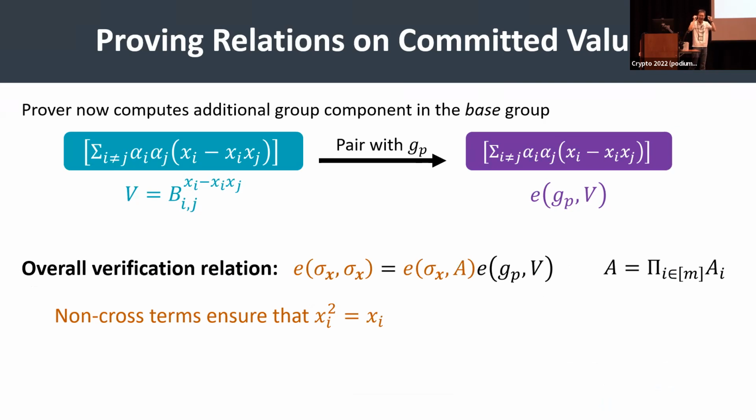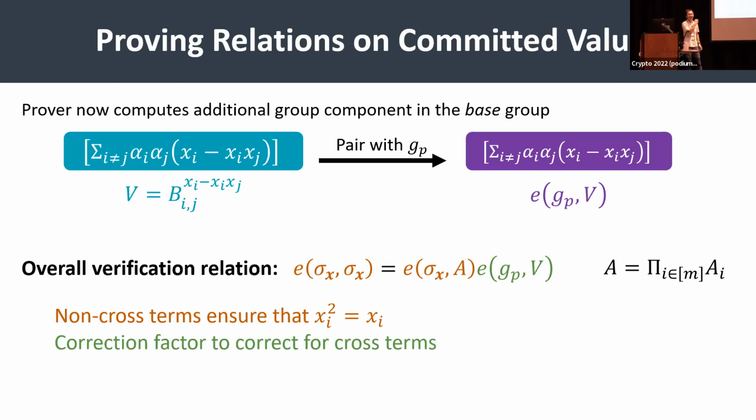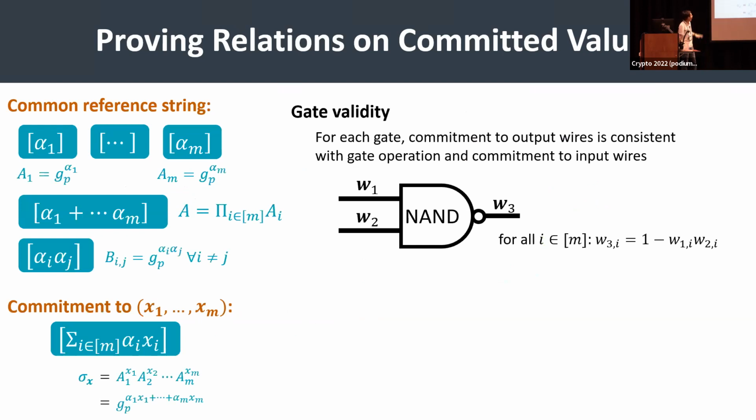This is the check that every component is binary valued. And then we have the non-cross terms that basically correct for this pairing check relation. So we can actually use what I just described, the same general strategy, to enforce the gate constraints. So here I'm just going to give a very high level sketch.